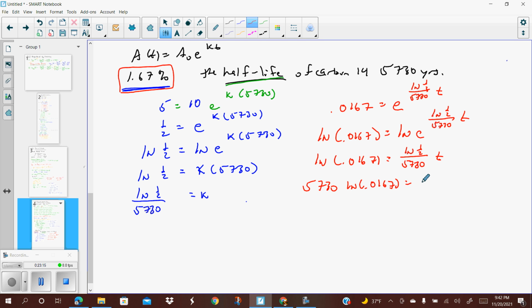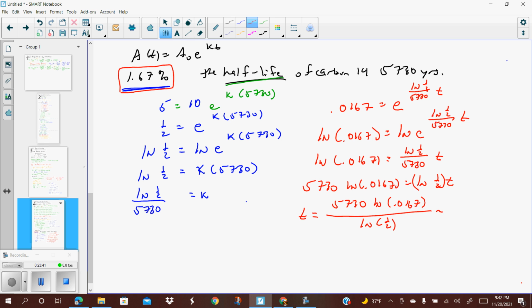Try and make it a little less messy. And then we're going to divide both sides by the natural log of 1/2 to get t. So t is going to equal 5,730 natural log of 0.0167 all divided by natural log of 1/2. Again, that's your exact answer. It really doesn't mean anything to anybody.